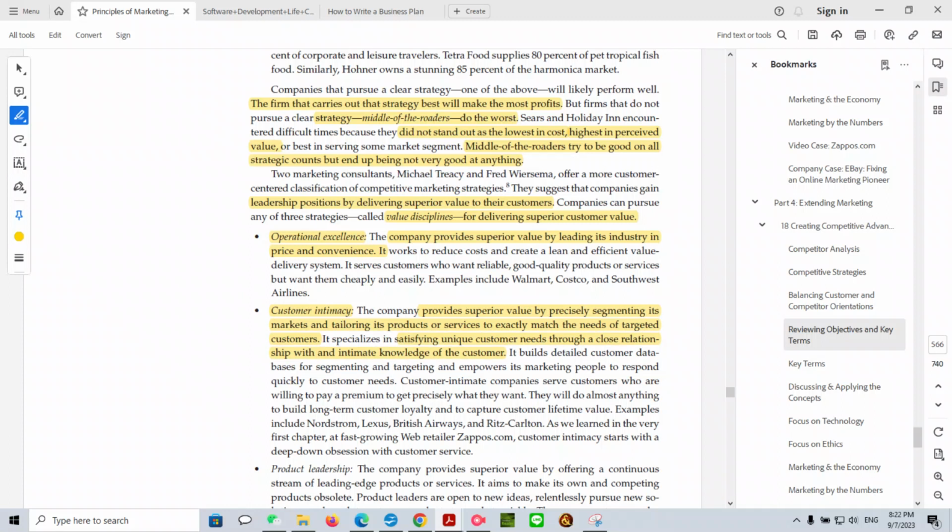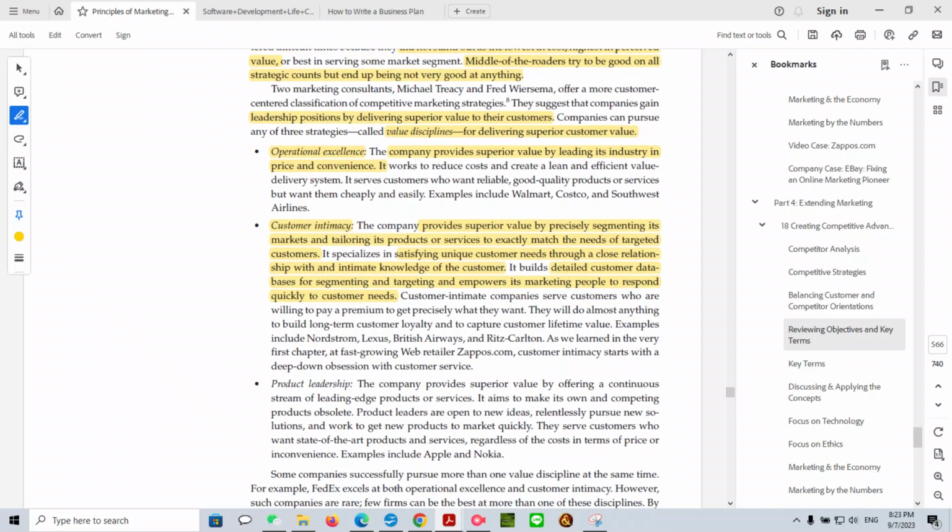So, it has more personalized and value-added services with it. It builds a detailed customer database for segmenting and targeting and empowers its marketing people to respond quickly to customer needs. So this would be relevant more to high-end stuff. Customer intimate companies serve customers who are willing to pay a premium.